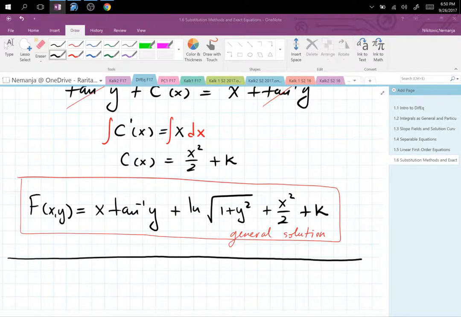Yes? So if you had an initial condition, you would be looking for it. The whole thing is equal to 0, and you will be plugging in x for x, y for y, and the only variable would be k.